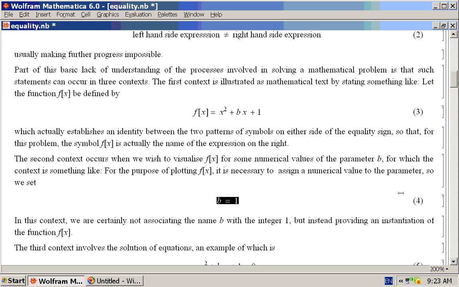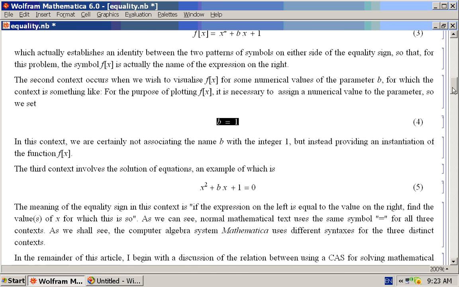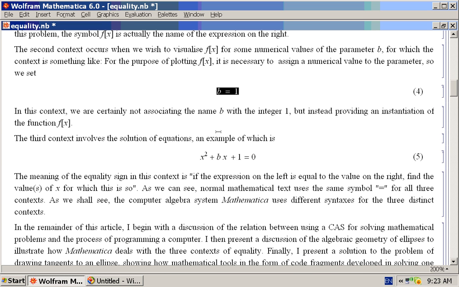The third context occurs in the solution of equations, an example of which is x squared plus bx plus 1 equals 0. The meaning of the equality sign in this context is, if the expression on the left is equal to the value on the right, find the values of x for which this is so. As we can see, normal mathematical text uses the same symbol for all three contexts. As we shall see, the computer algebra system Mathematica uses different syntaxes for the three distinct contexts.